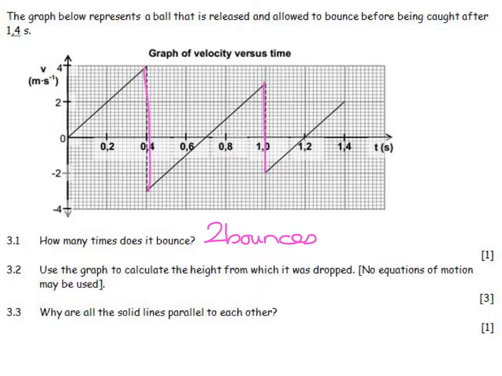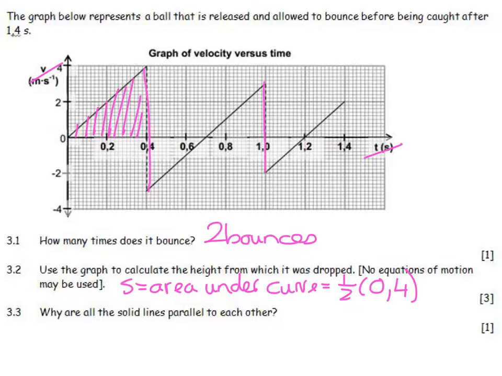So before it landed on the ground, this is a velocity time graph, and therefore height comes from the area under the graph. So I can actually just calculate that area over there, and I can say displacement is equal to area under curve, which is equal to a half of the base before it hit the ground, which is 0,04, times the height, which is 4, and you land up with 0,8 meters.